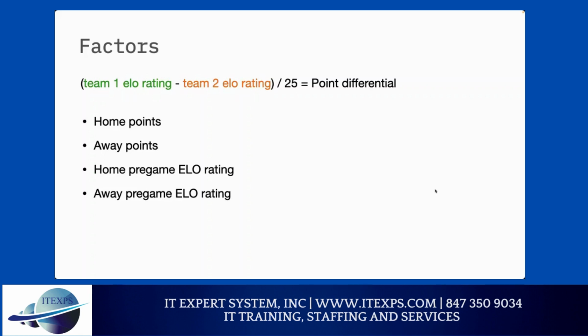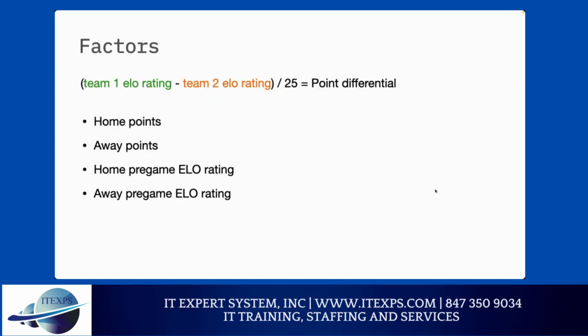It's especially helpful for sports like baseball, where there are tons of games, but football is a little bit harder since there are so few games. So the factors, here's another explanation. Essentially, with an ELO rating, you find the difference and divide by 25. So if the difference in rating between two teams was 250, that team should win by 10 points.